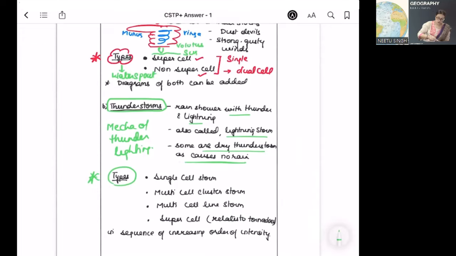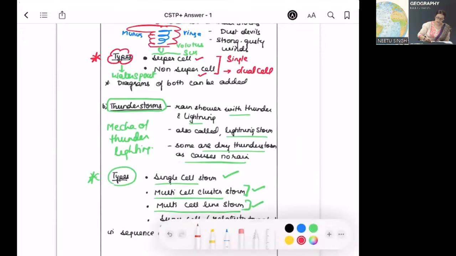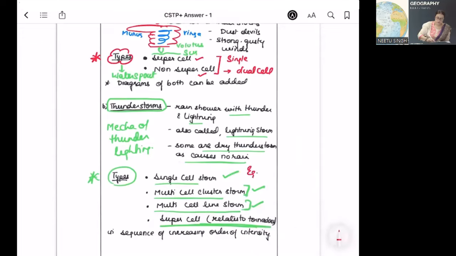So I have already talked about that with tornado. So: single cell, multi-cell line storm. This is different from the cluster storm. And supercell, that is related to tornado. And when I talk about single cell, multi-cell cluster and multi-cell storm, you can easily identify them. We relate them to equatorial climate. We relate them to tropical cyclone. We also relate them to fall line. Some orographic upliftment can also generate thundering clouds, where we take the reference of cloudburst and then the flash floods that are created. So you can add the diagram there. I hope I'm making sense.